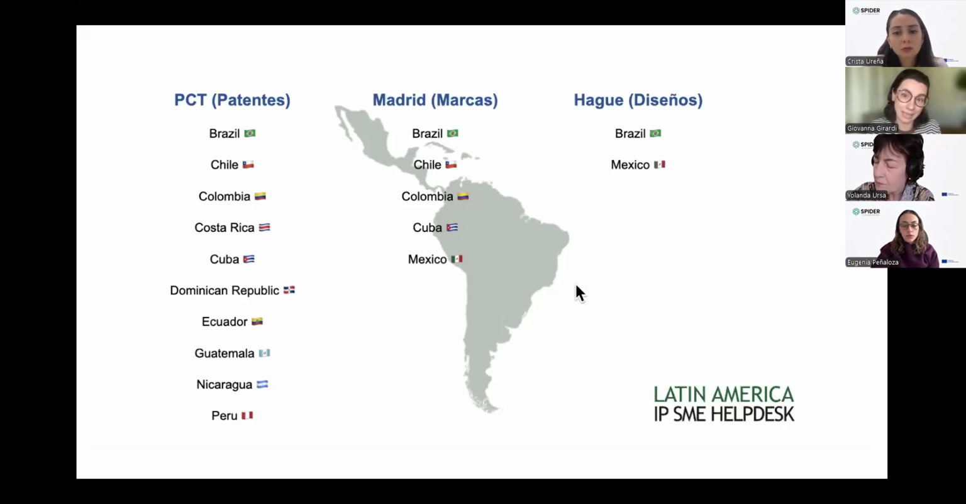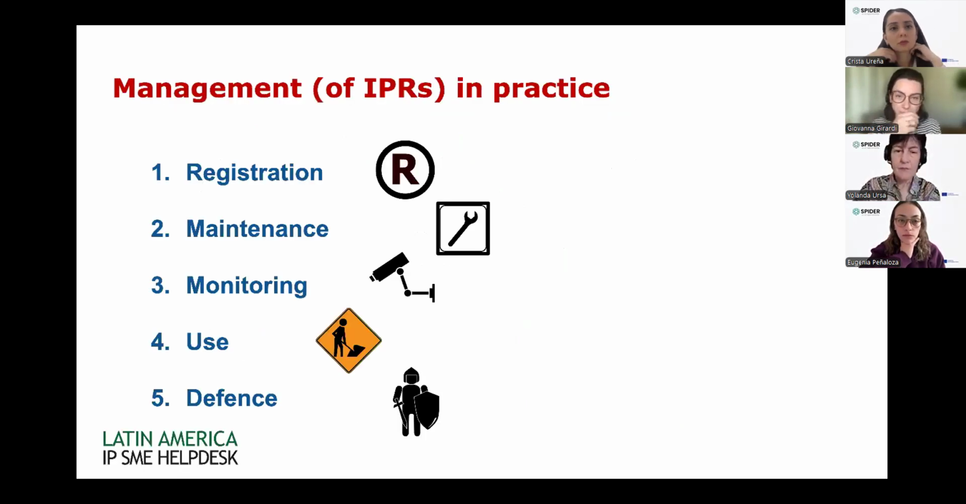So in the case of the other countries, the countries that are not members of the treaties that enable OMPI, you would have to file this formal request for the relevant right in the relevant country with the national authority, the National Intellectual Property Office.